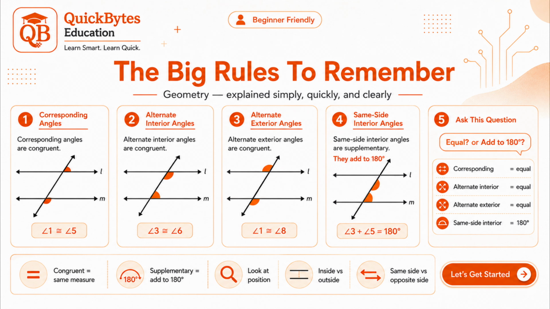Here are the main rules. Corresponding angles are congruent. Alternate interior angles are congruent. Alternate exterior angles are congruent. Same-side interior angles are supplementary. So for most problems, ask yourself one question. Is this angle pair equal, or does it add to 180? That question usually tells you what to do next.